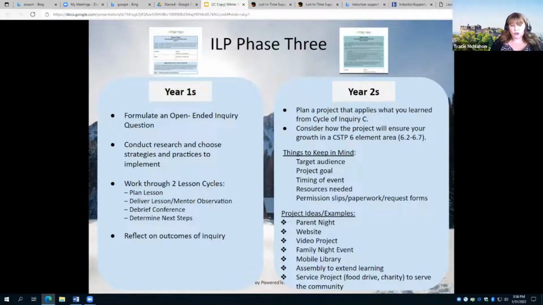So remember, it's 2 cycles. And then at the end of that inquiry, or of that ILP, you're reflecting on the inquiry. And that's really it. It's a lot, but it's not as much as it seems. That's the basis of what you're doing.